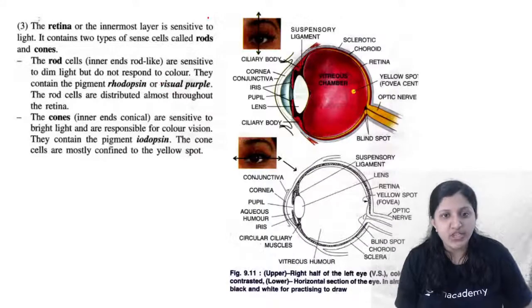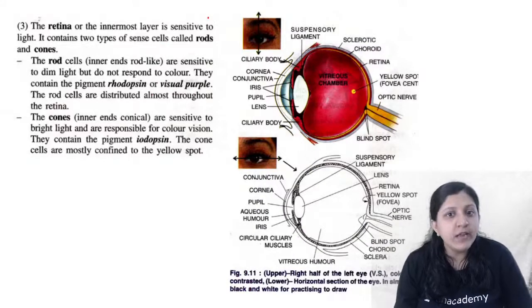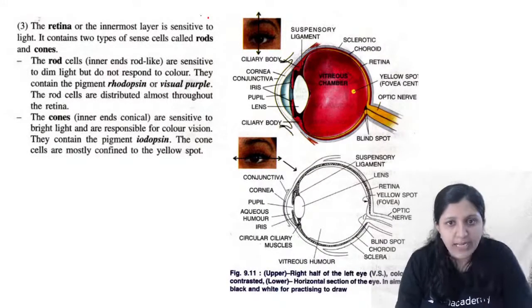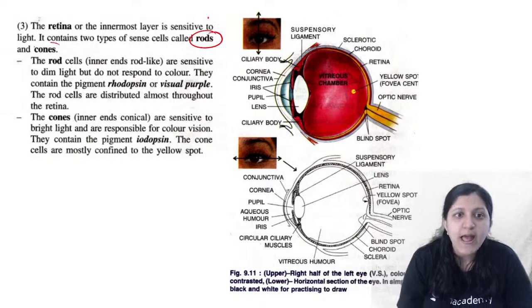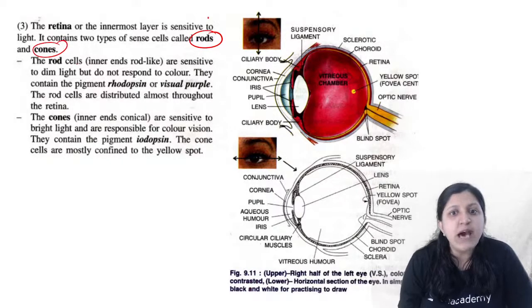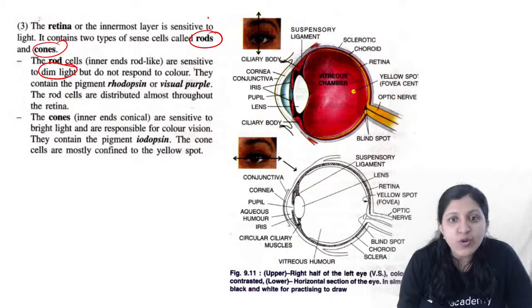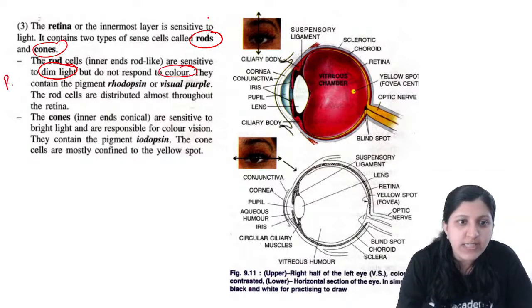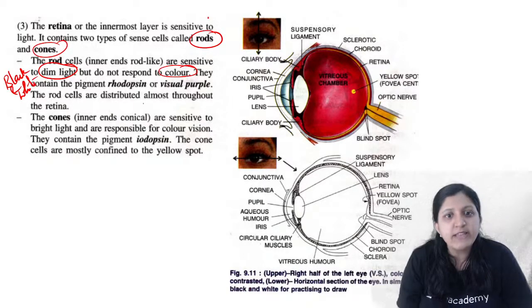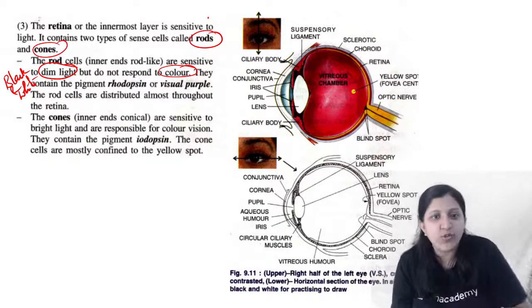So the retina we were discussing. The retina has the innermost layer which is sensitive to light, and it has rods and cones. Rod cells are sensitive to dim light, and they do not respond to color. Whenever you see black and white, it is with the rods. This is black and white vision.